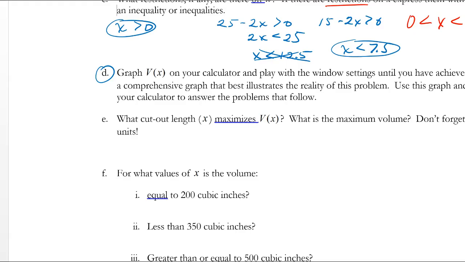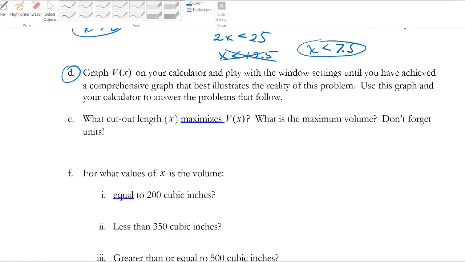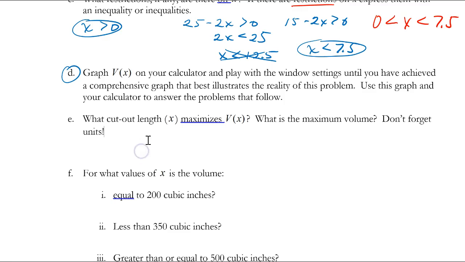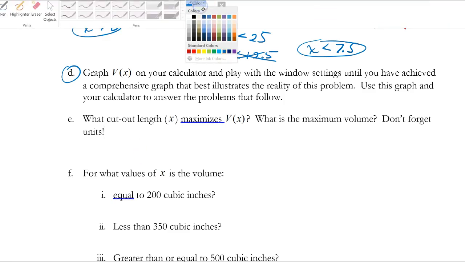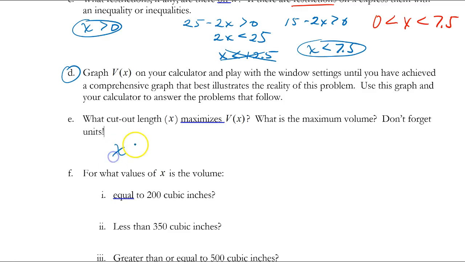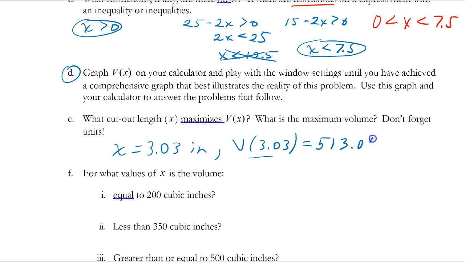So we can answer this question now about our maximum volume, and we'll just write it in here. The x value is 3.03, and that's inches, and the volume at 3.03 inches, this is how we use function notation right here, is 513.05, and cubic inches can be written as inches cubed, like that.